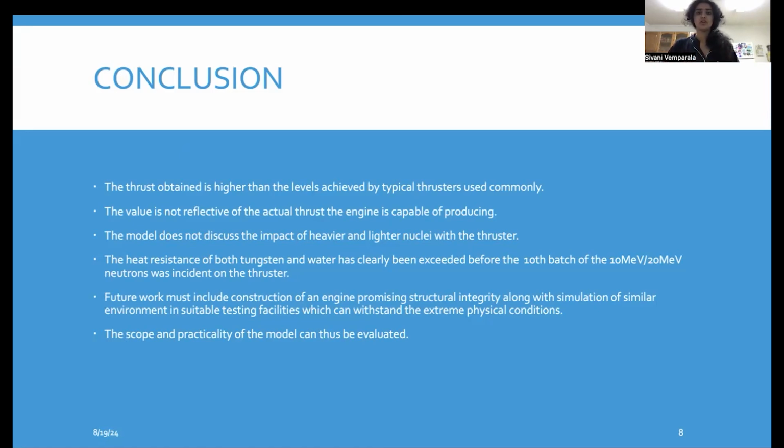the thruster. And one thing that I would like to discuss here, or rather a few things, are the limitations of this model, which does not discuss heavier and light nuclear collision with the thruster, because that produces a number of radioactive isotopes and would further complicate the calculations that I will encounter in producing this model, which is why they have been avoided for now. Also because their composition is minute.